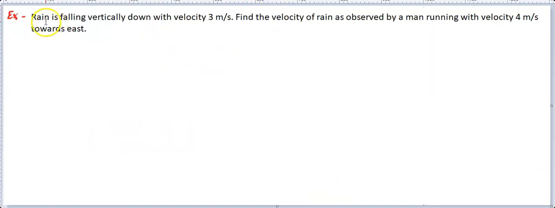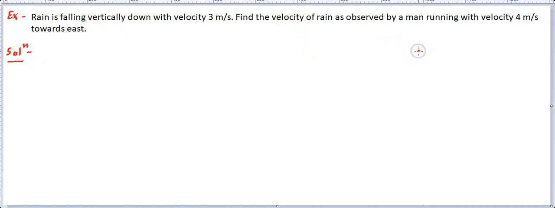So let's pick this simple question, and it says rain is falling vertically down, and the velocity of rain is given to us. We need to find the velocity of rain again, but this time with respect to a running man which has a velocity of 4 meters per second towards east. So how are we going to solve? We will simply follow the rules that we just learned, and we will draw.